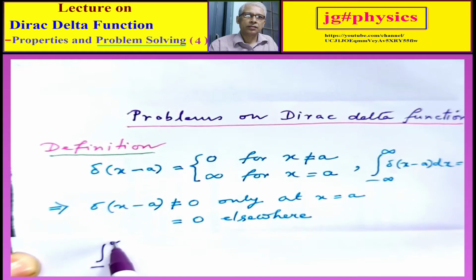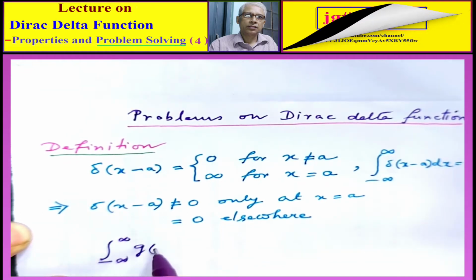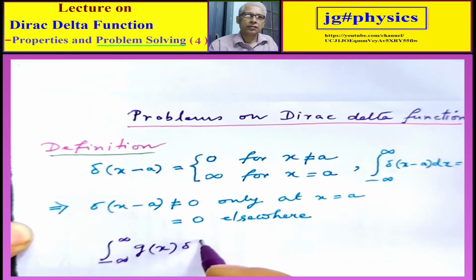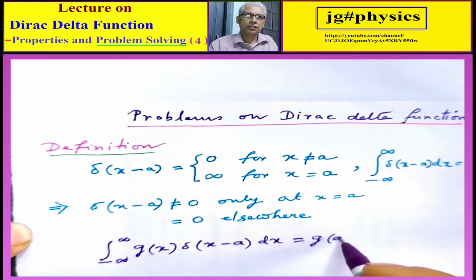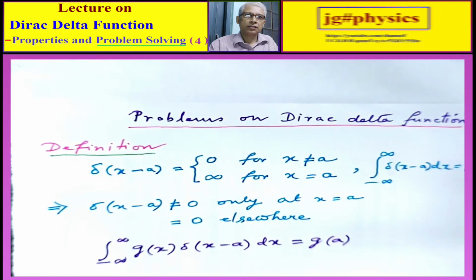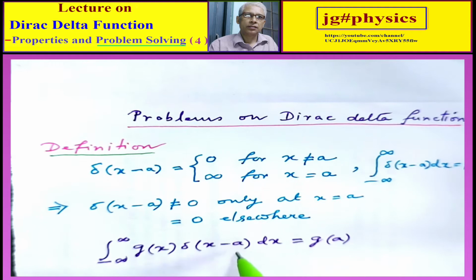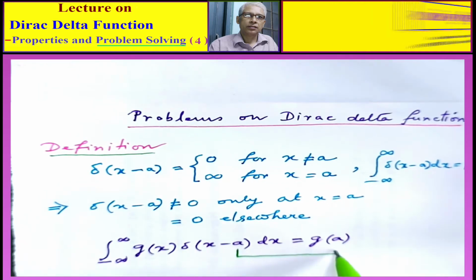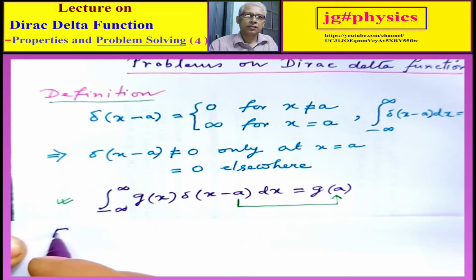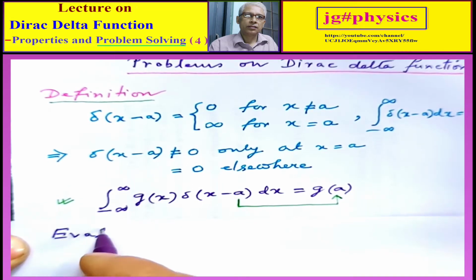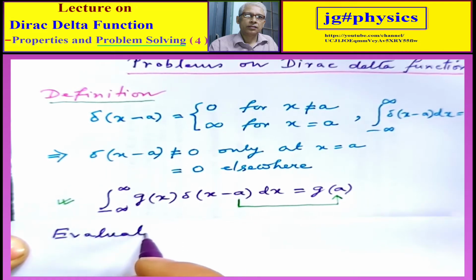Also, we showed in a previous video the following relation. This a in delta goes over to become an argument of g. With this background, let us turn to the questions now.